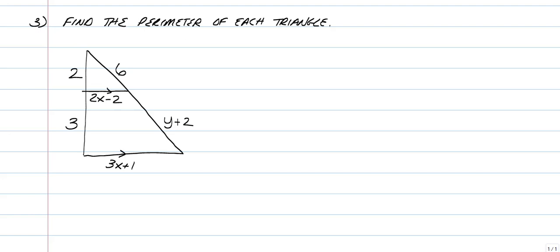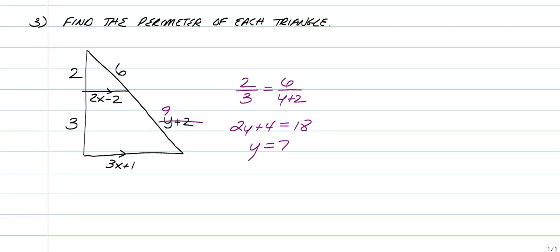Okay, so to find y, that's using the side splitter. So we're just going to use 2 over 3 is equal to 6 over y plus 2. Cross multiply, you get 2y plus 4 is equal to 18, which means from there we're going to get y is equal to 7. Now we know what y is equal to, so this guy becomes 9, because we're going to need to find our perimeter.